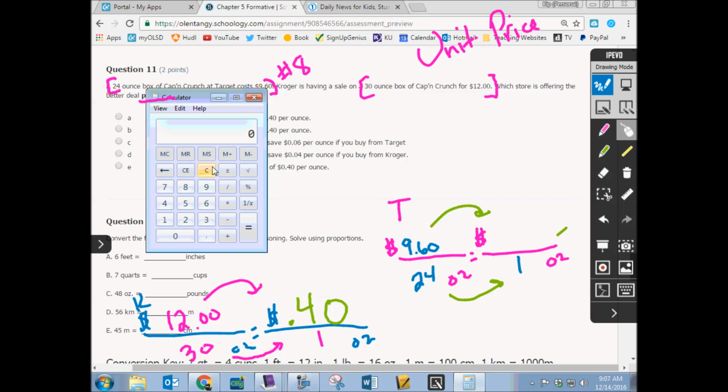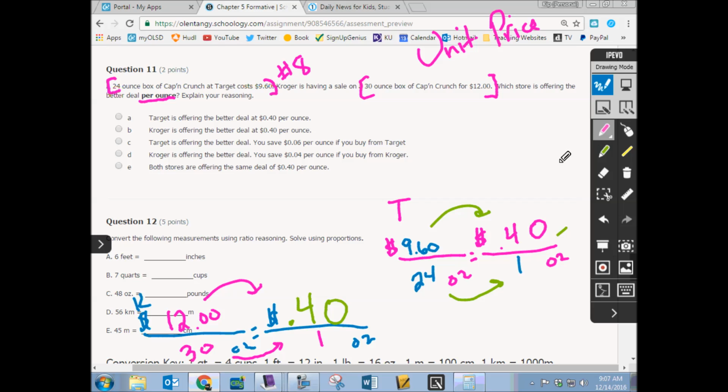We'll do 9.60 divided by 24. Okay? Oh, we get 0.4, which means 0.40, correct? So we're looking now. What statement can you make right away, without even looking at the answer choices right now?